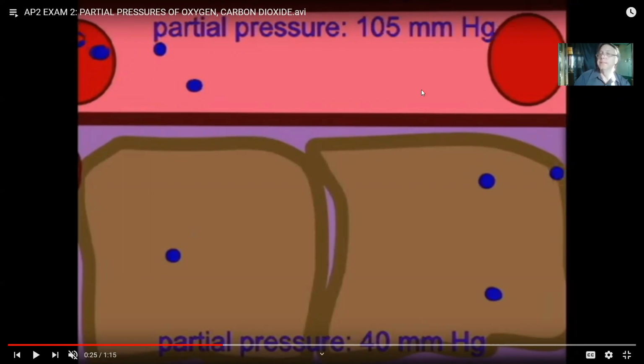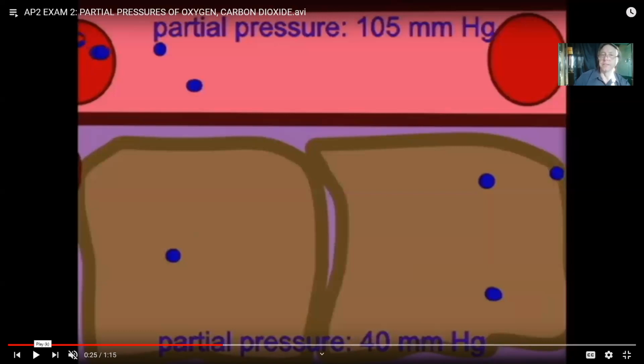now rises to 105 millimeters of mercury. If we send this red oxygenated blood to tissues, then the oxygen will simply go from the area of high partial pressure, the oxygenated blood, which is in the systemic capillary, to the low partial pressure of, say, 40 millimeters of mercury in a resting tissue, but it can be 20 millimeters of mercury or lower in an active tissue.